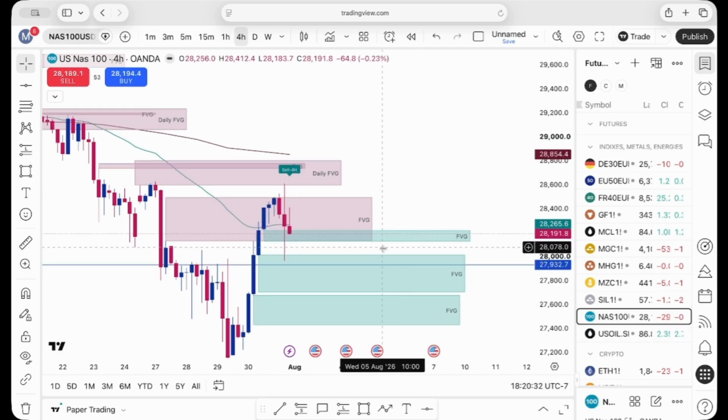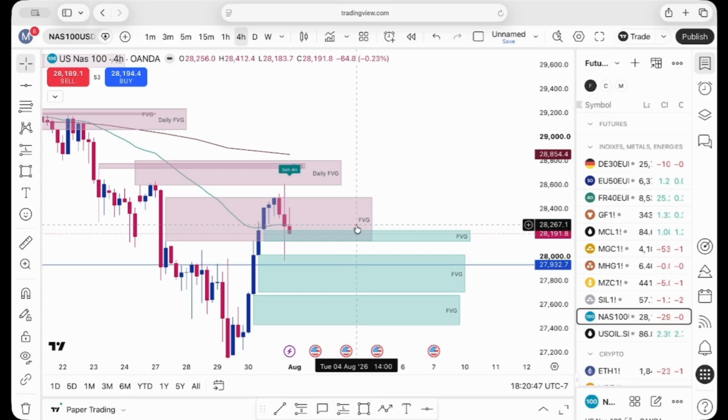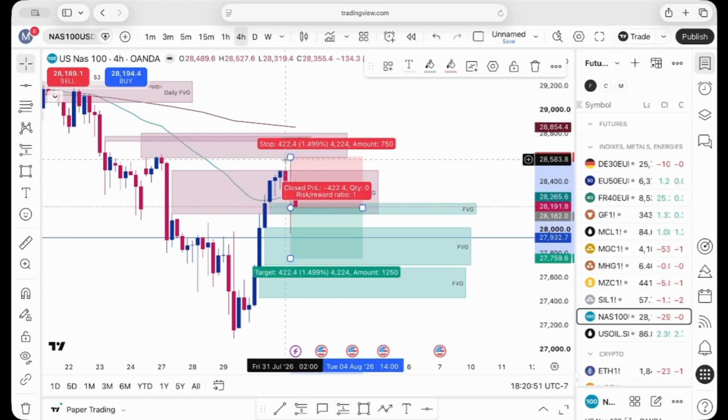Okay, here's an entry right here. We have the daily EMA right here, and then we have our 4-hour EMA right here. Price came back up to retest this EMA, rejected out of this fair value gap and off of this EMA. I like this.